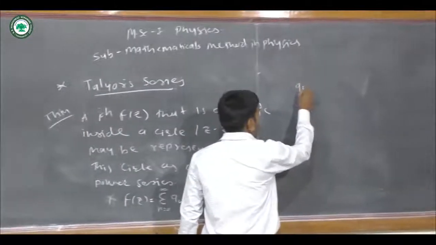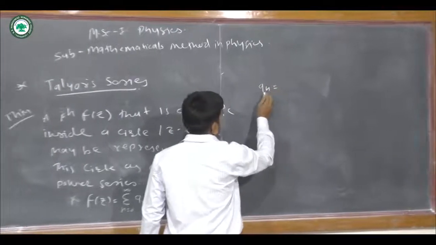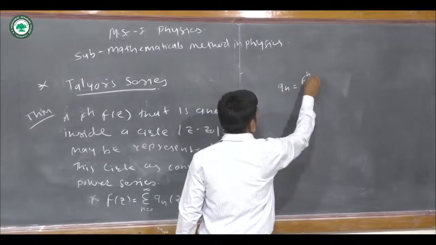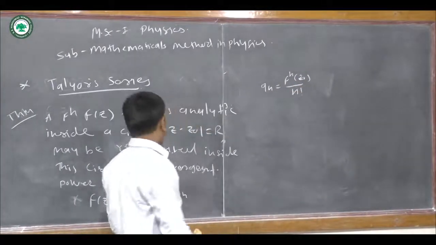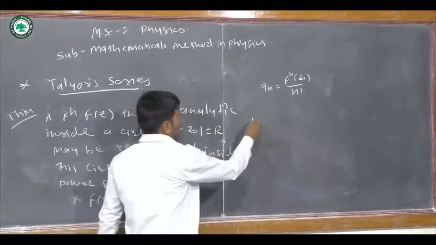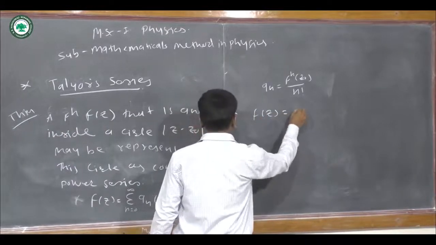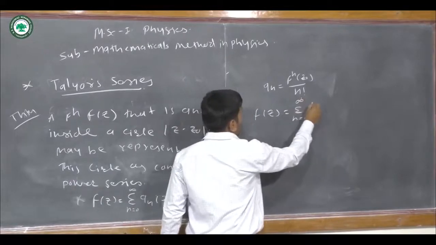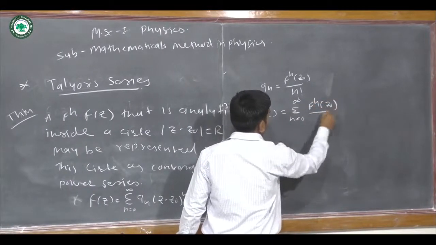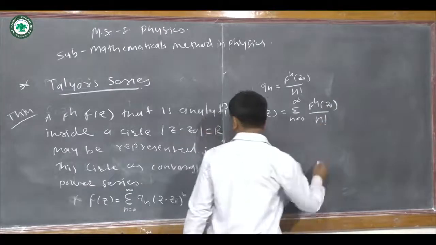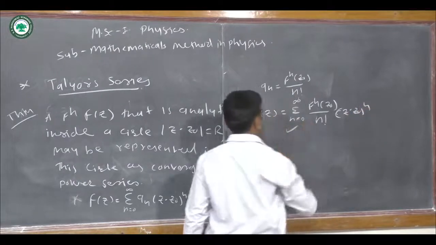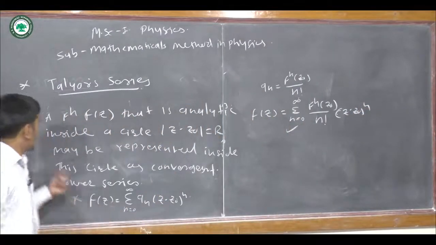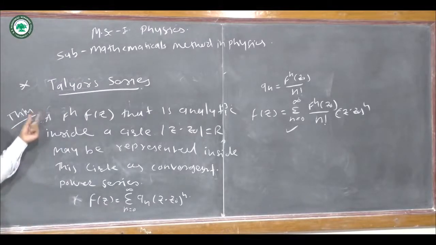So this an we can write as f to the n at z naught divided by n factorial. Okay, so this series becomes like this: f of z is equal to summation n equal to 0 to infinity, f to the power n at z naught divided by n factorial, times z minus z naught to the power n. Okay, right. So this is the statement of the Taylor series theorem. So we are now going to prove this theorem.